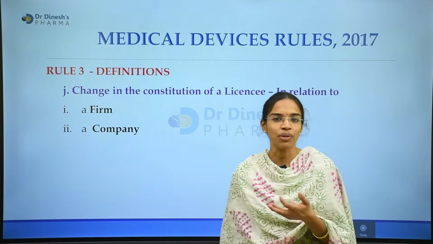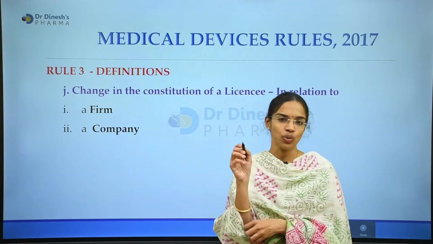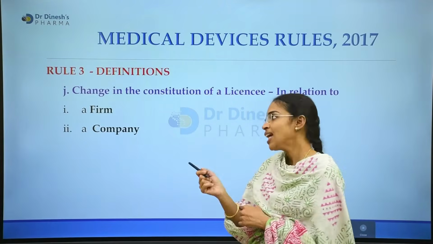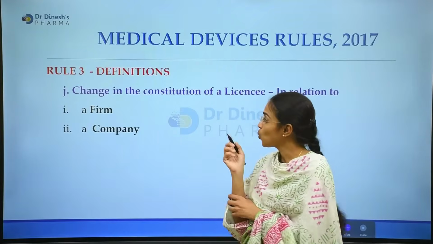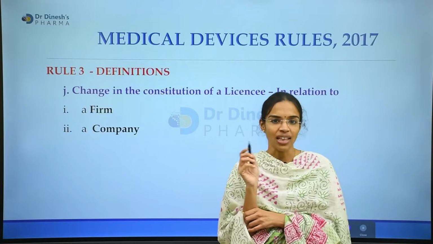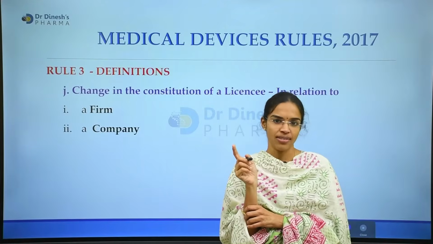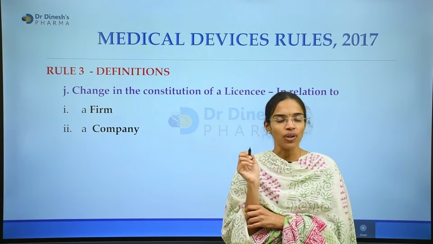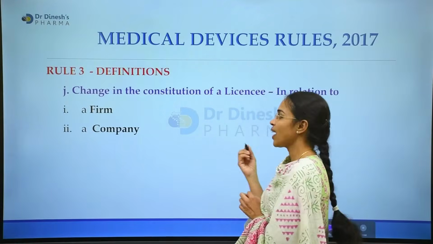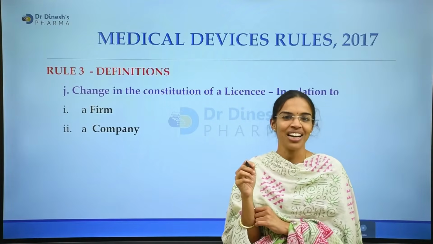In chapter 1 we are dealing with rules 1, 2 and 3. Chapter 1 usually covers 3 rules, and we are dealing with rule 3. Till yesterday we discussed up to rule 3I, which was about the Central Medical Device Testing Laboratories, CDTLs and CMDTLs. Today we will go through some other rules of MDR 2017.